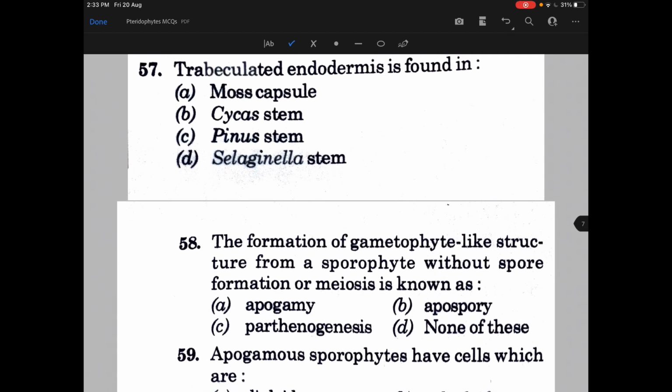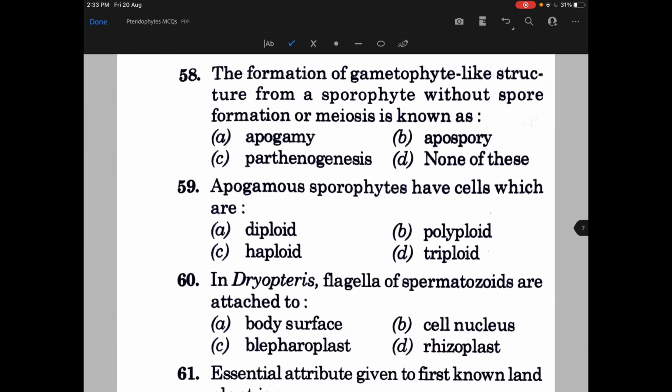Trabeculated endodermis is found in dash, and the answer is D, that is Selaginella stem. Next, the formation of a gametophyte like structure from a sporophyte without spore formation or meiosis is known as dash, and the answer is B, that is apospory.